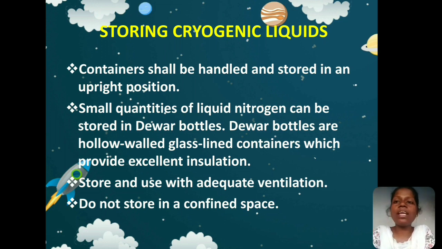So how do we store cryogenic liquid? Containers shall be handled and stored in an upright position. Small quantities of liquid nitrogen can be stored in a Dewar flask. Larger quantities must be stored in a Dewar bottle or a hollow walled glass lined container.